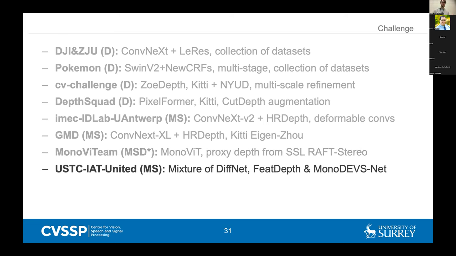And then the final team was USTC, IAT United, where their submissions were based on essentially a weighted combination from the predictions of different models, in this case, DiffNet, FeedDepth, and MonoDepthNet.